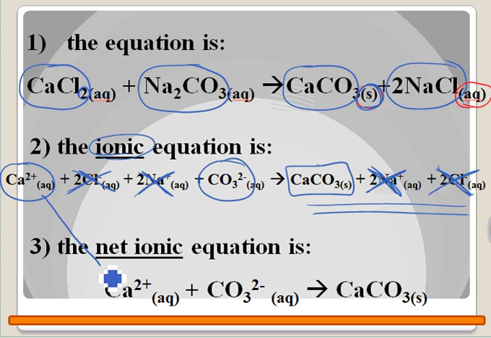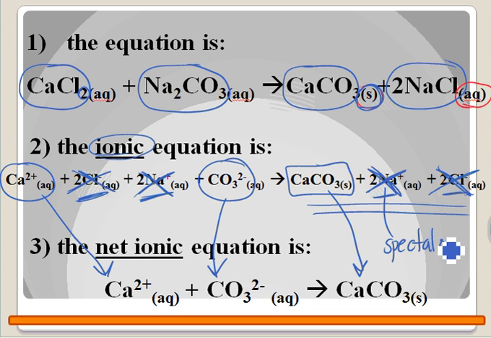So our net ionic equation comes from what we have left. These ions cancel each other out on both sides. They don't really do anything. They're called spectator ions. So these are your spectators. And we just kind of ignore them.